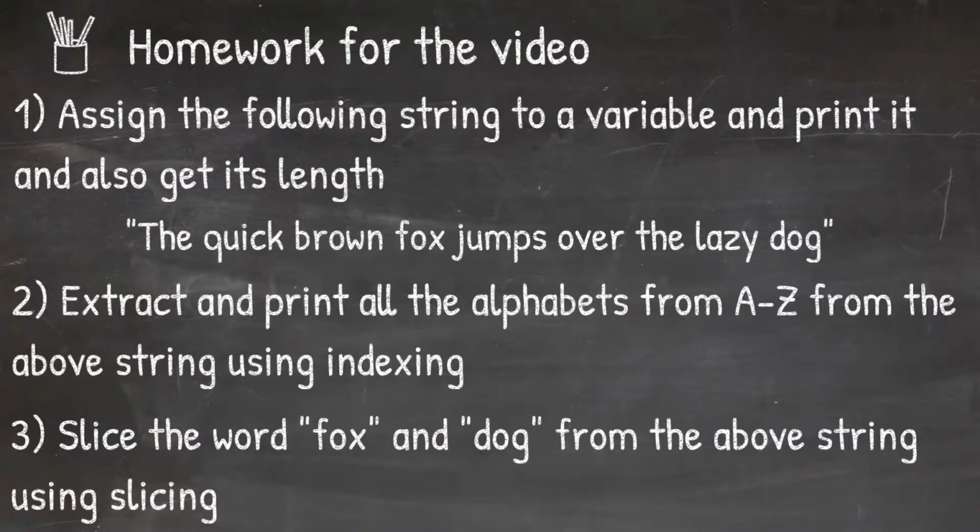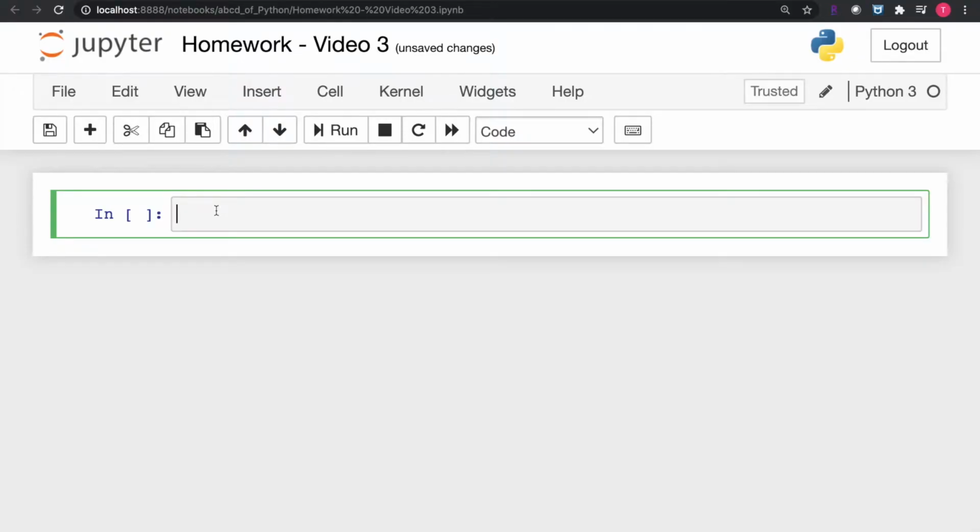Now let me solve the homework for you in this video, and I will also leave the link for the Jupyter notebook file below for your future reference. So let's write the string first. I have given you as a homework the quick brown fox jumps over the lazy dog. Let's encompass this into double quotes and assign it to a string variable. So let's name it hwStr equal to the string, and let's execute it.